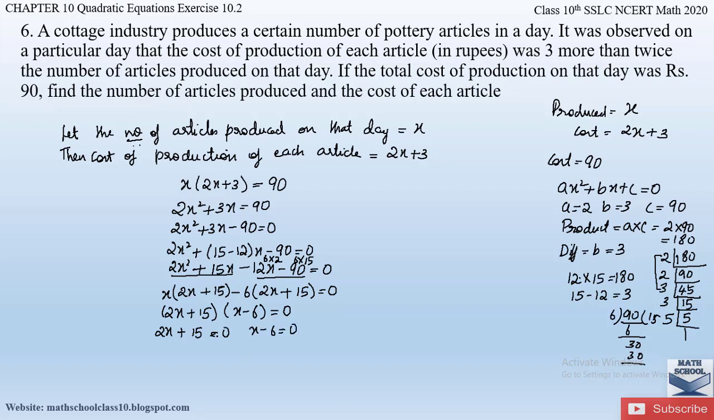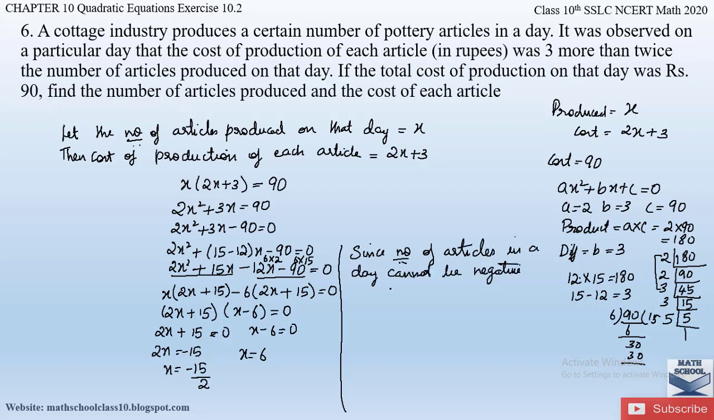Now if we send this plus 15 to the right hand side, we are going to get 2x is equal to minus 15, or x is equal to minus 15 divided by 2. Similarly, if we send this minus 6 to the right hand side, we are going to get x is equal to 6. Now here we have got two values for x, but we are going to take the positive value since the number of articles cannot be counted in negative. So write down, since the number of articles produced in a day cannot be negative, therefore, we will take x is equal to 6.